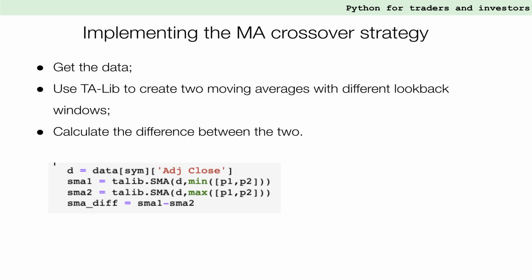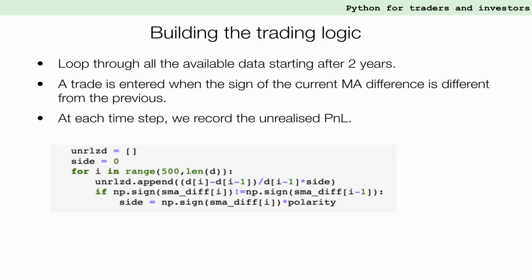Implementation is fairly straightforward and can be done in only a few lines. First, we get the data and use TA-Lib to create two moving averages with different lookback windows. We want to make sure to always assign the shorter lookback to the first moving average and the longer lookback to the second moving average. Next, we calculate the difference between the two. Now we can build a trading logic.